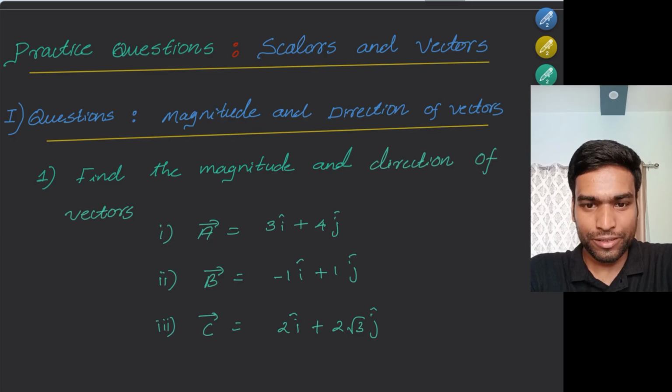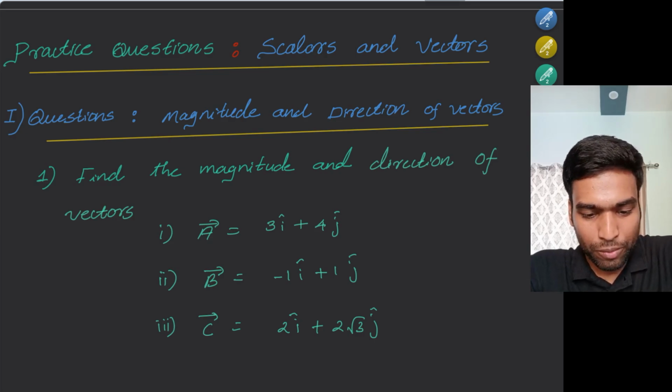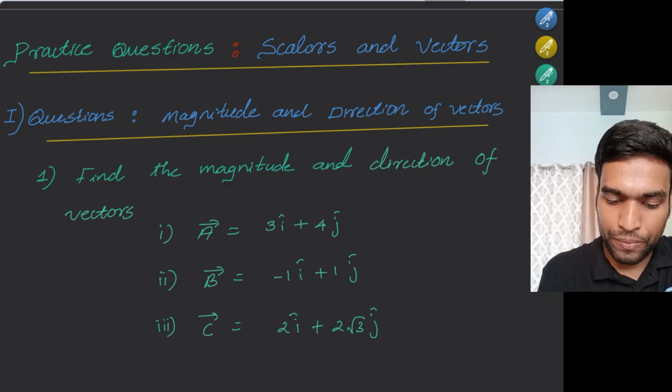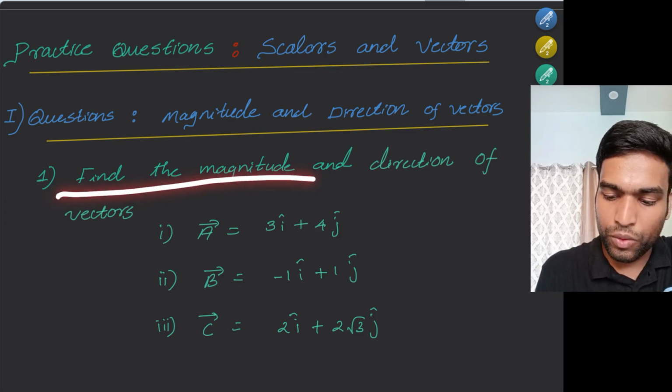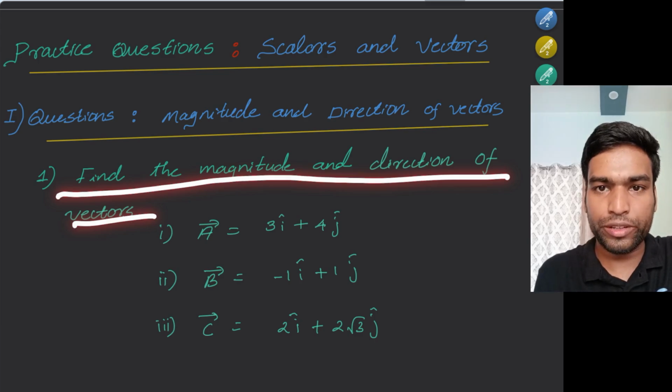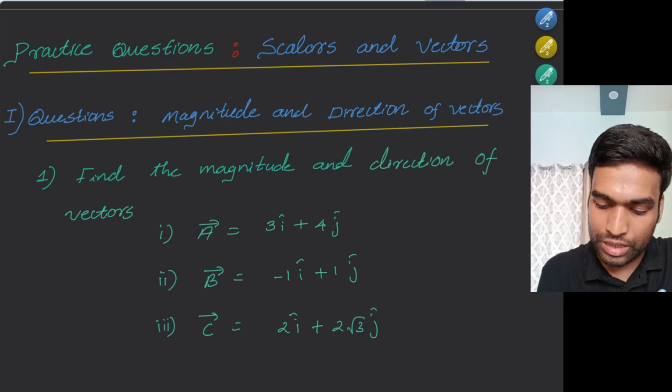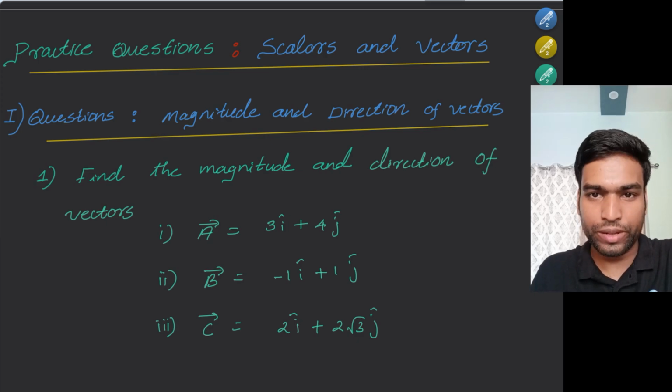During the last video, I promised you that we'll be doing a practice session on scalars and vectors. So let's begin. In the first part, we'll be doing questions on magnitude and direction of vectors. The first question is: find the magnitude and direction of vectors. 1. A equal to 3i plus 4j, B equal to negative 1 i cap plus 1 j cap, and C equal to 2i cap plus 2 root 3 j cap.